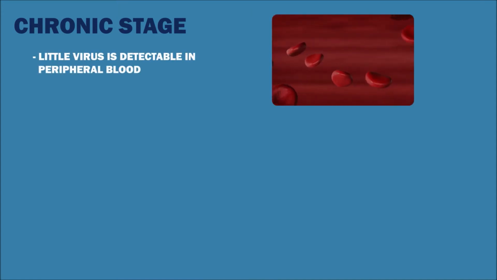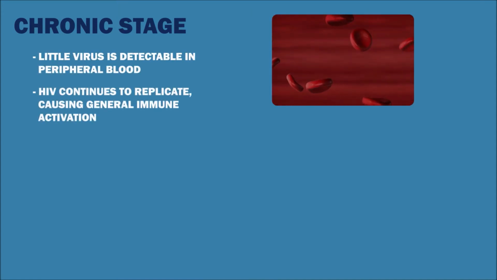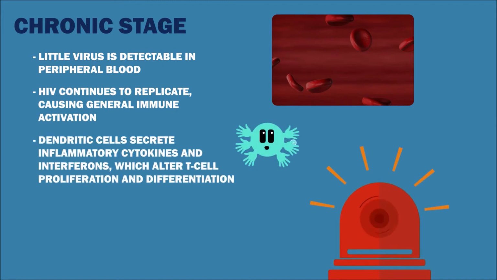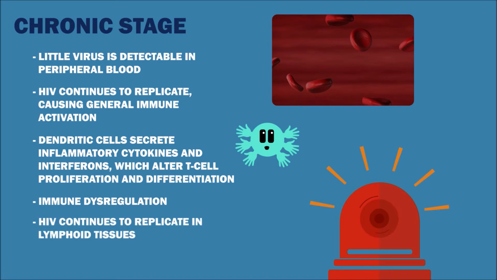During the chronic stage, little virus is detectable in the peripheral blood. However, HIV continues to replicate, causing general immune activation. Dendritic cells secrete inflammatory cytokines and interferons, which alter T cell proliferation and differentiation, contributing to the immune dysregulation characteristic of the chronic stage. However, the immune response to HIV is not strong enough to stop viral replication from continuing within lymphoid tissues.